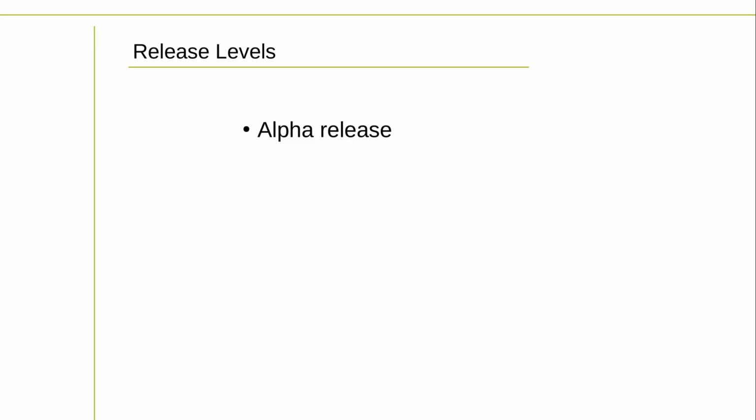There's the alpha release, an initial version of software that's typically not feature complete and is not intended for use by the general public. It's used for testing and internal use only. A beta release is a pre-release version of software that's feature complete but may still have bugs or other issues. It's released to a limited audience for testing and feedback before the final release.